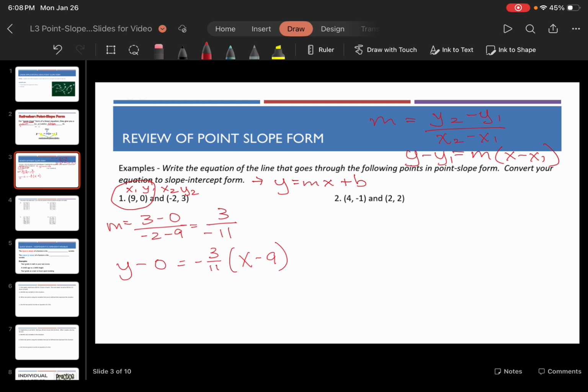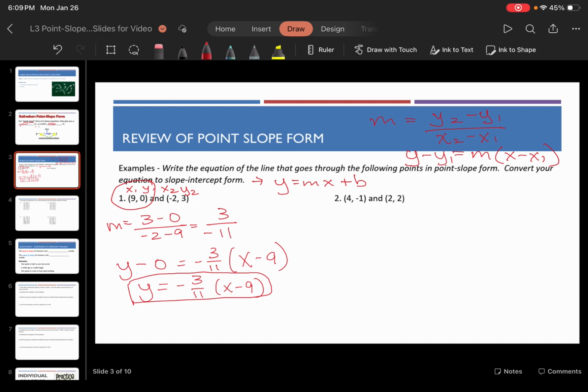Now, I can leave my equation like this, or really in point slope form, I should simplify. Y minus 0, I don't need to write. So it's just Y equals negative 3 over 11, X minus 9. So this is kind of a good rule of thumb. Whenever you see, if it's in point slope form, but you're like, wait, what am I subtracting? Y minus what? Well, that what is a 0.